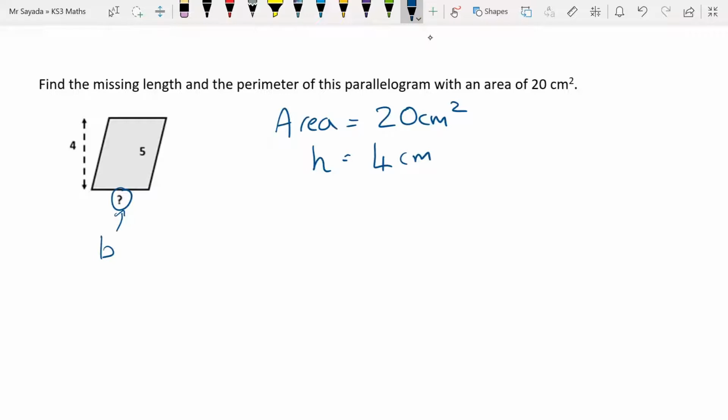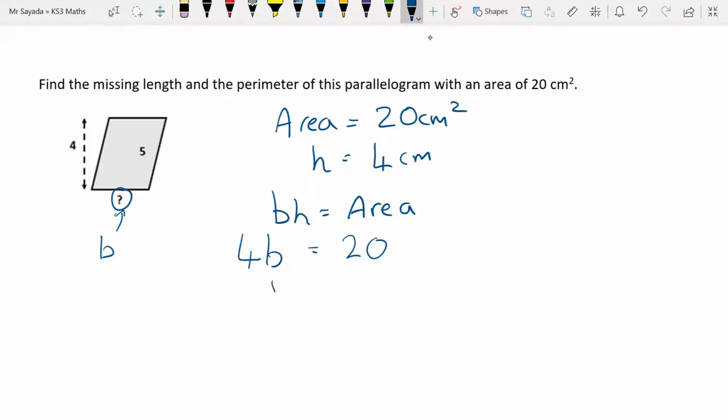Well, the formula is that base times height equals area. So the base, which we don't know, times the height, which we do know, which is 4, equals the area, which is 20. So I'm saying that my base, I don't know, but I know the height is 4. And if you do the base times 4, it should be 20. So my question to you is, if something times 4 is 20, what is that something? Say your answer to the video now.